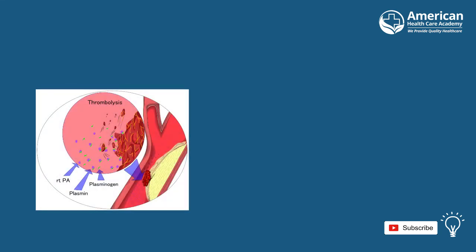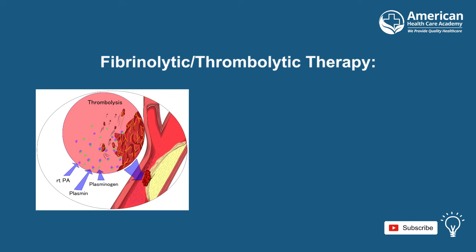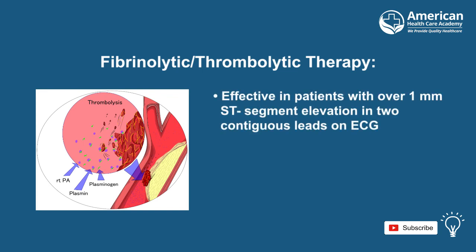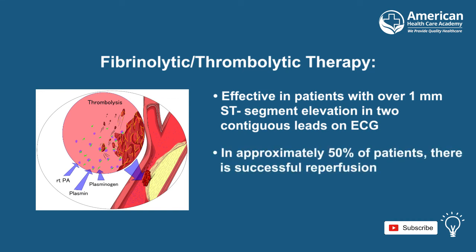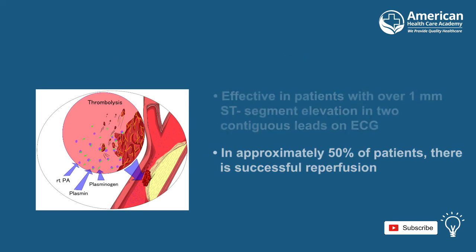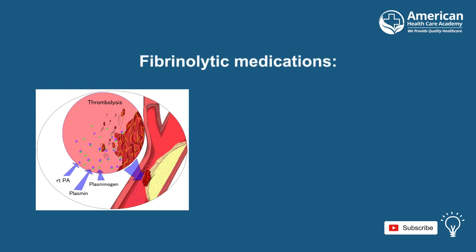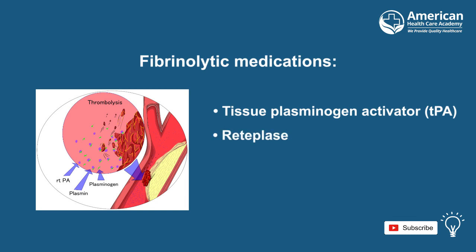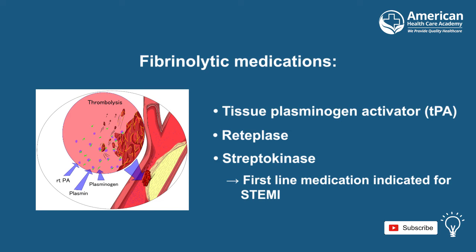Now let's take a minute to discuss fibrinolytic therapy. Fibrinolytic therapy is very effective and useful in patients who have more than 1 mm ST segment elevation in 2 contiguous leads on the ECG. Research shows that in approximately 50% of patients who get fibrinolytic therapy, there is successful reperfusion. Examples of fibrinolytic medications include tissue plasminogen activator, reteplase, and streptokinase, which is the first-line medication indicated for STEMI.